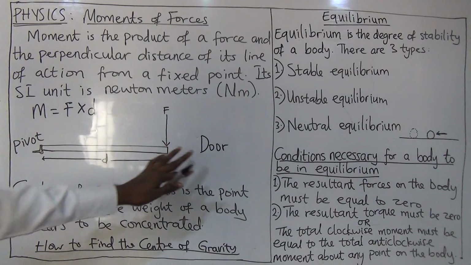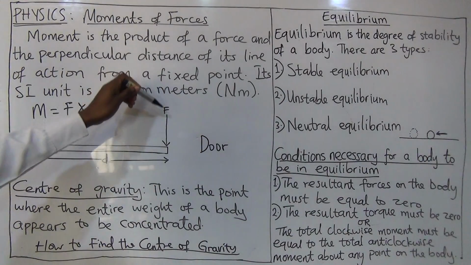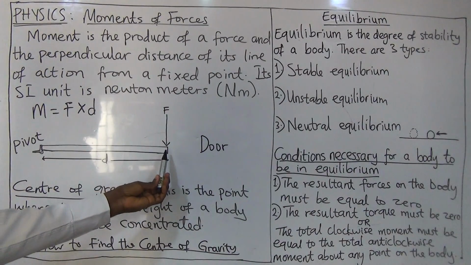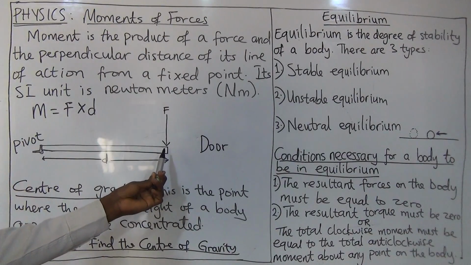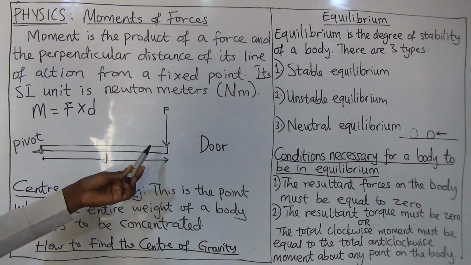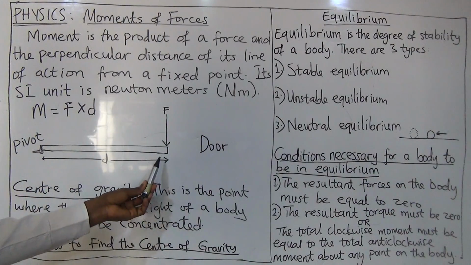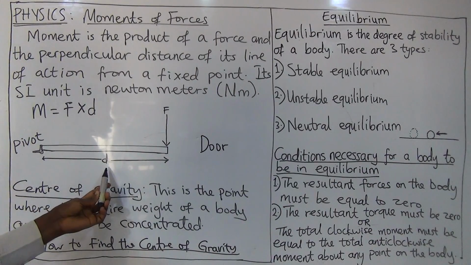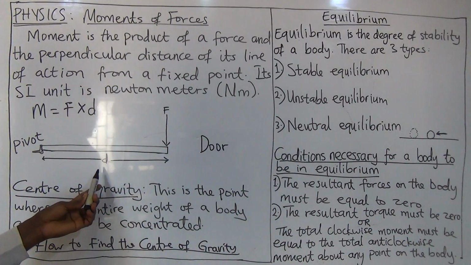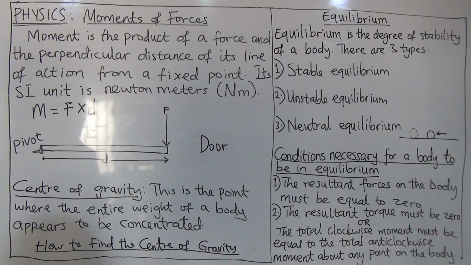Let us take the example of a door. If you are applying a force at the extreme end of the door, that's why the handle of the door is usually located at the edge. So when you apply a force at this edge of the door, and the distance between where you are applying the force and the pivot is D, then the moment you are applying to the door is your force F multiplied by your distance D.